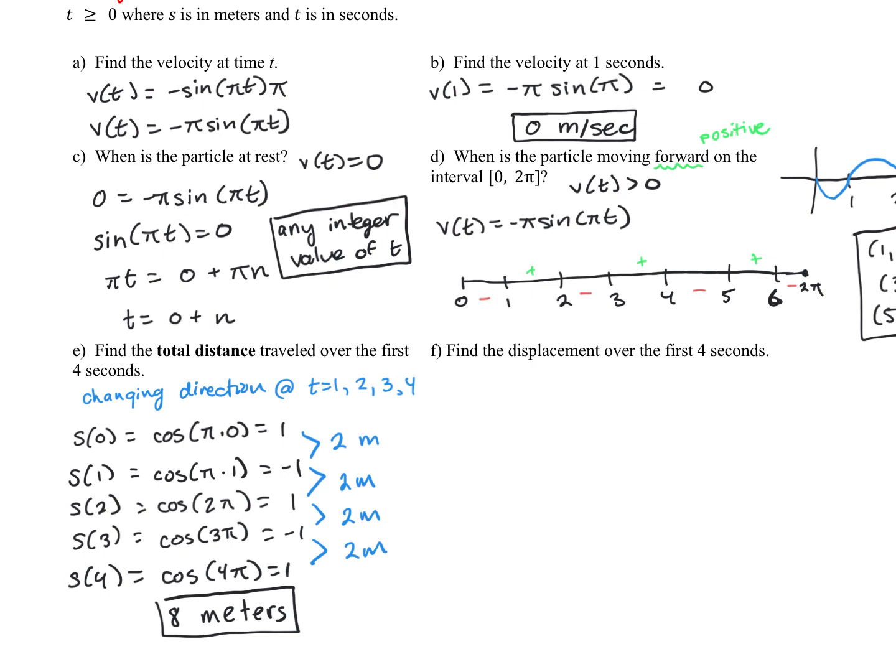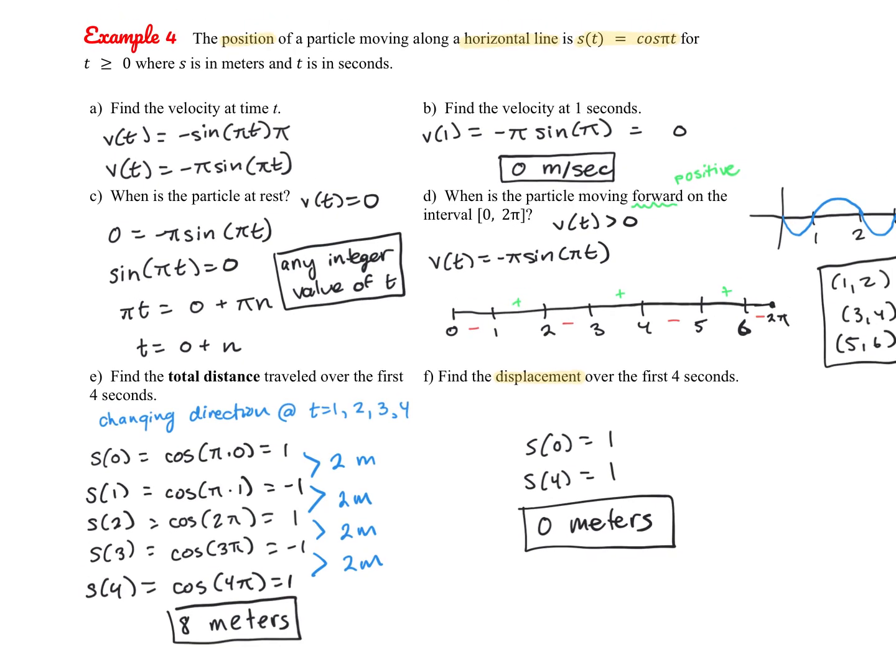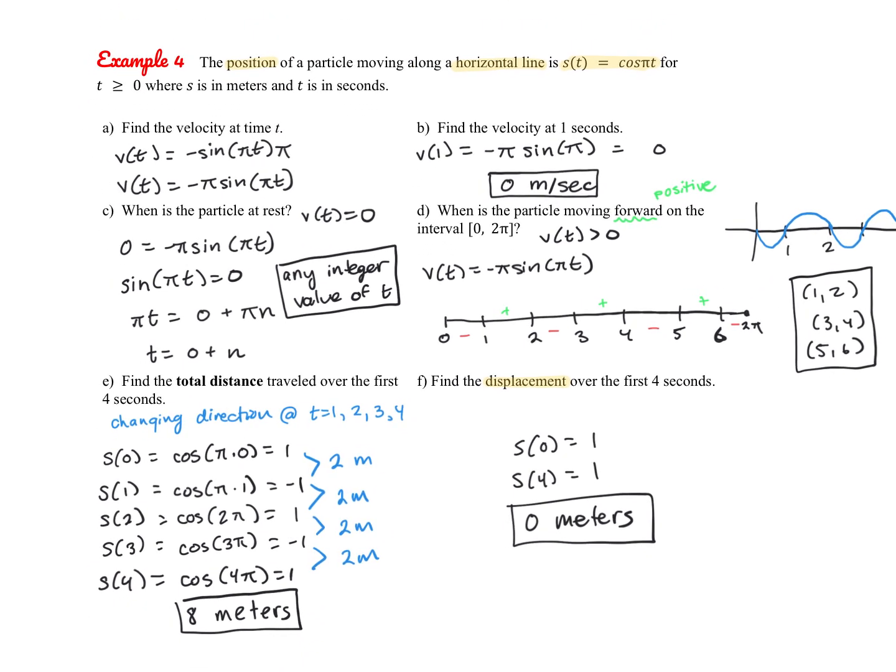And then last, we're going to talk about the displacement over the first 4 seconds. So that's just comparing our starting position, which we found to be 1, and our ending position, which is 1. So the displacement over the first 4 seconds is actually 0 meters because it ended up in the same exact place that it started. And there you go.